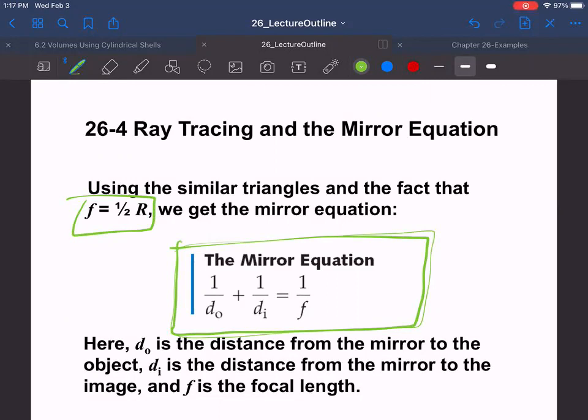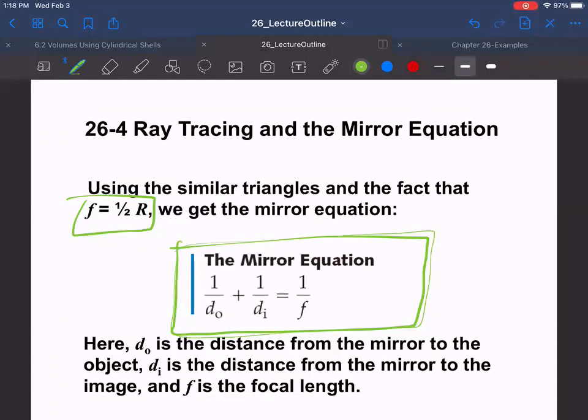And then D naught is the distance to the object. So I guess that's not a naught, D sub 0. And then D sub I is the distance to the image. Anything in front of the mirror on the same side as the object, the shiny side of the mirror. All right. Essentially, the object's always on the front of the mirror. It doesn't make sense to put the object behind the mirror, correct? So wherever the object is, that's the front side of the mirror.